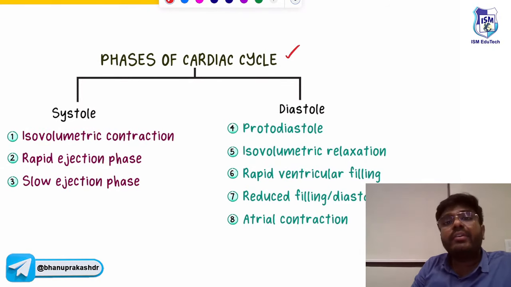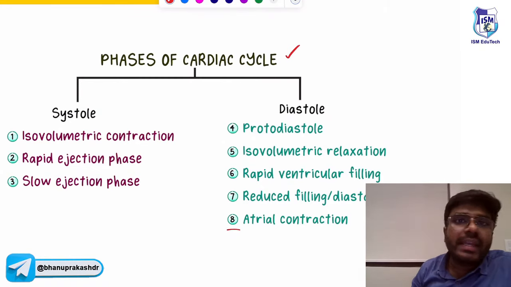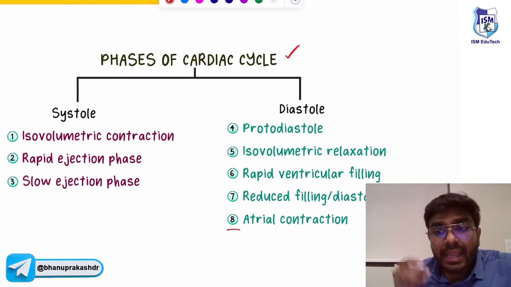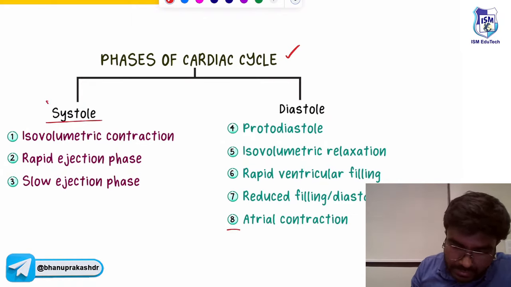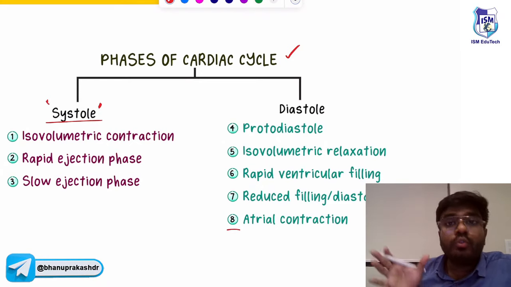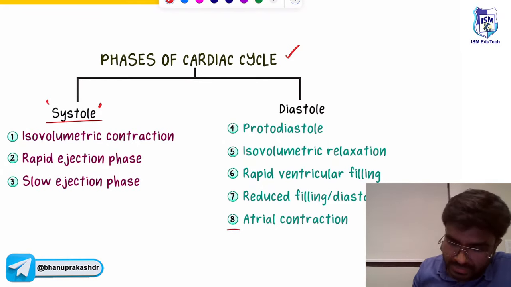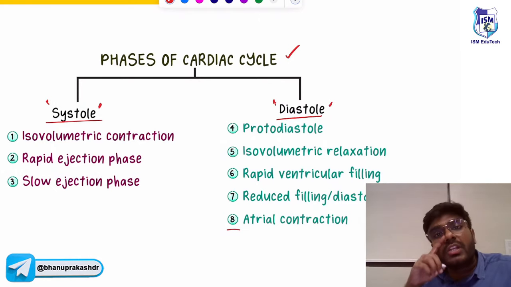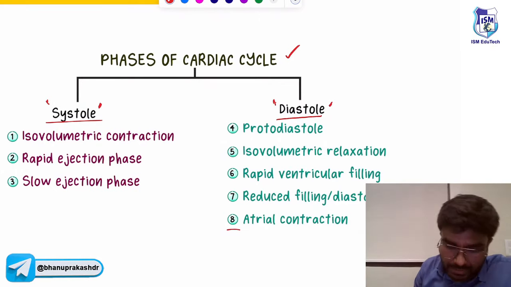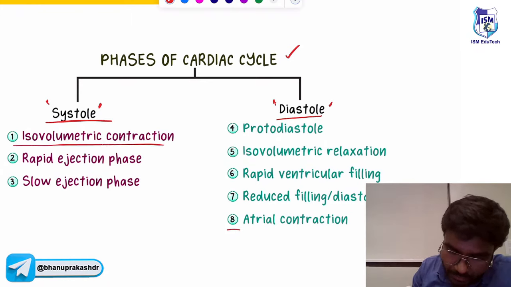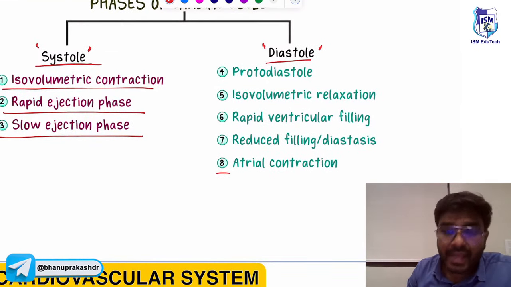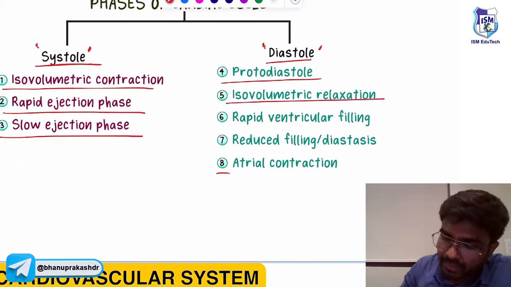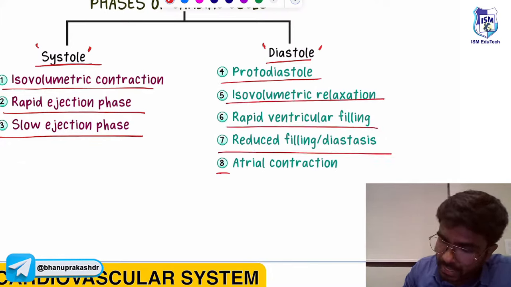So, the cardiac cycle is divided into how many phases? Totally eight phases. Now, let me tell you one by one. Mainly the cardiac cycle is divided into two phases, that is the systole and diastole. The systole and diastole have eight subphases. In the systole, there is isovolumetric contraction, rapid ejection phase, slow ejection phase. In the diastole, there is protodiastole, isovolumetric relaxation, rapid ventricular filling, slow filling, and atrial contraction.